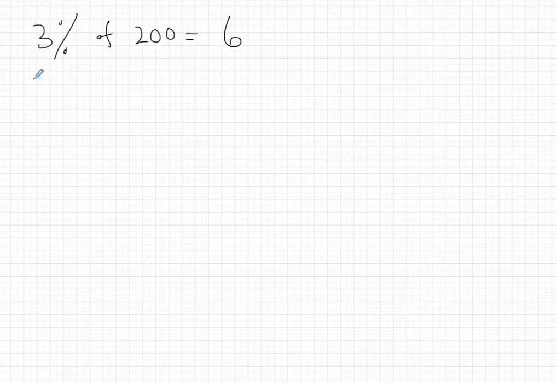Okay, percentages. So what's 3% of 200? That means 3 for every 100, so it's simply 6. What's 4% of 700? That basically means 4 for every 100. 4 sevens are 28.